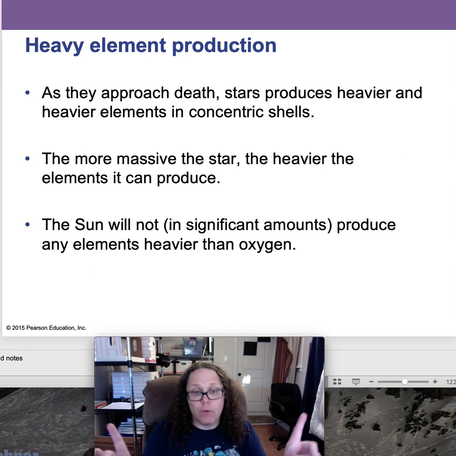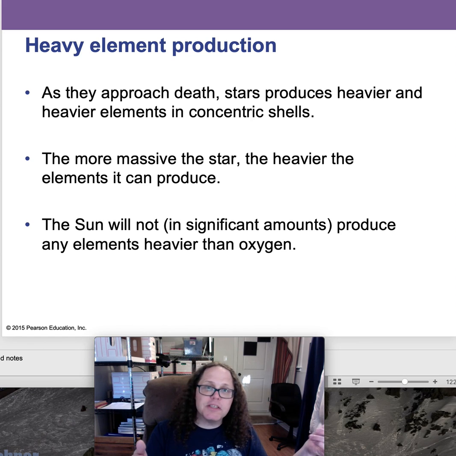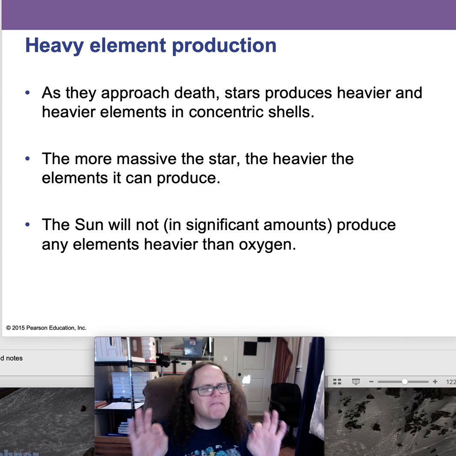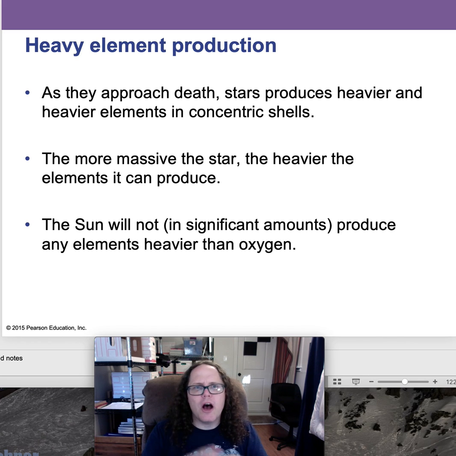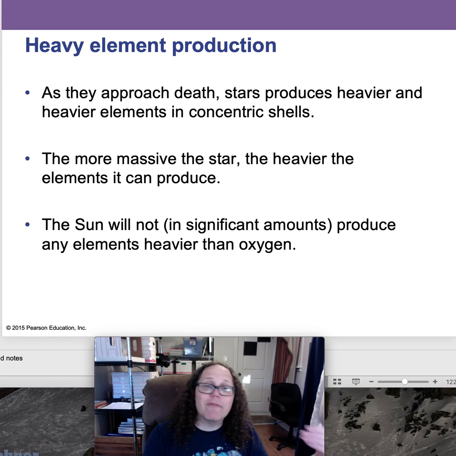So right now, our sun is fusing hydrogen into helium. At the end of its life, it will turn helium into carbon, and at the very end, it'll turn some of that carbon into oxygen, but that's it. It takes higher temperatures to produce heavier elements, and the sun's core will never be hot enough to produce anything heavier than oxygen, well, at least not in significant amounts.